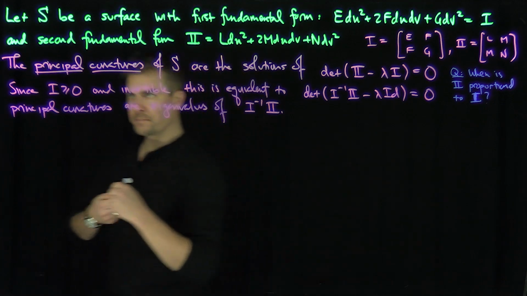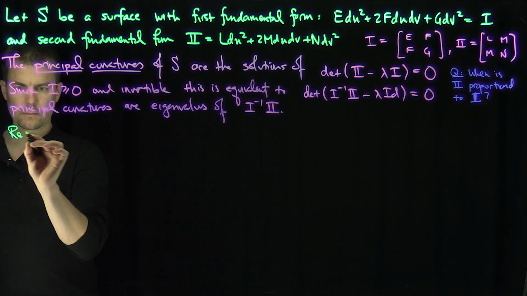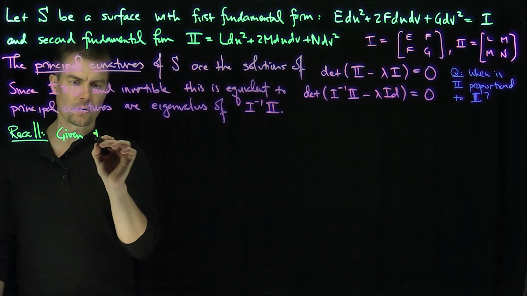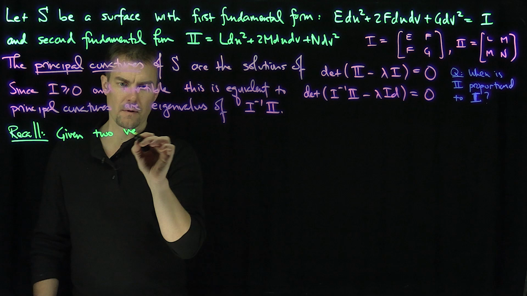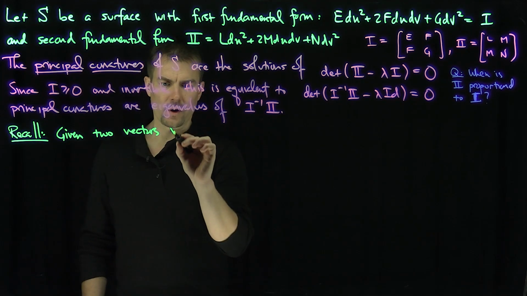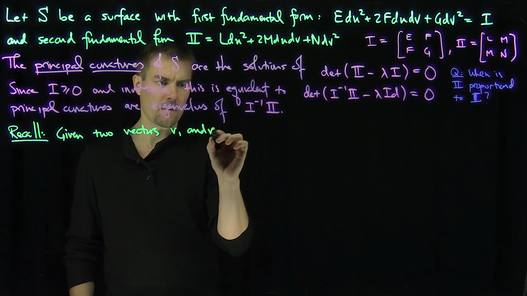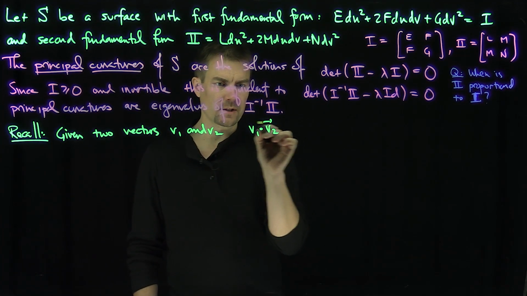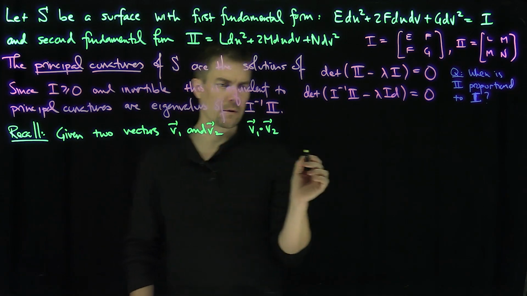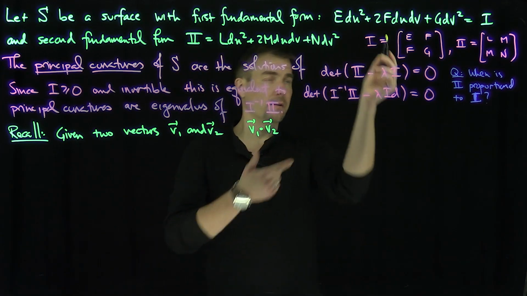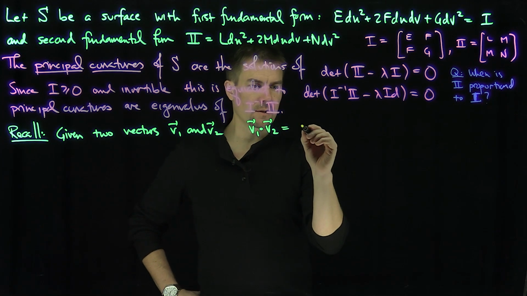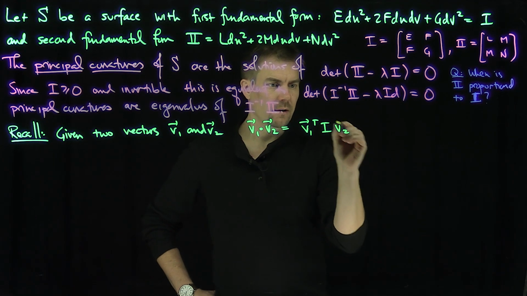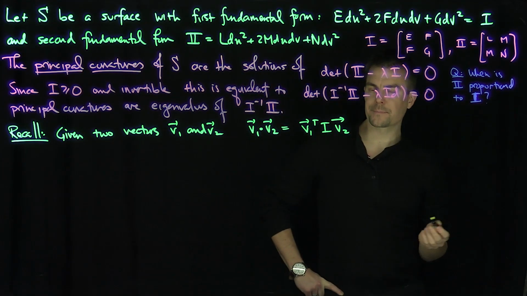So recall, given two vectors v1 and v2, we have that v1 dot v2 with respect to this metric, which of course is the inner product with respect to the first fundamental form, is exactly going to be the vector v1 transpose, then this matrix 1, then the vector v2, like that. It's this quadratic form over here, right?